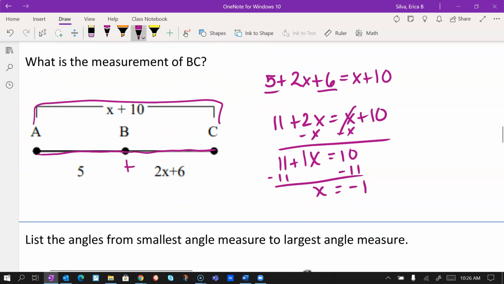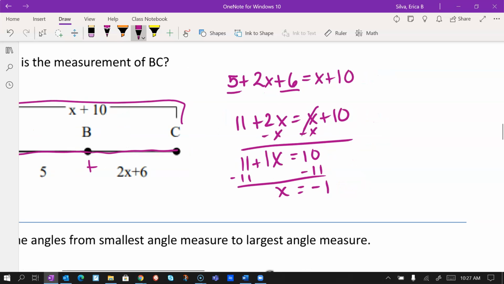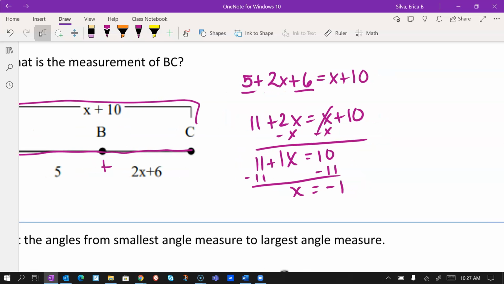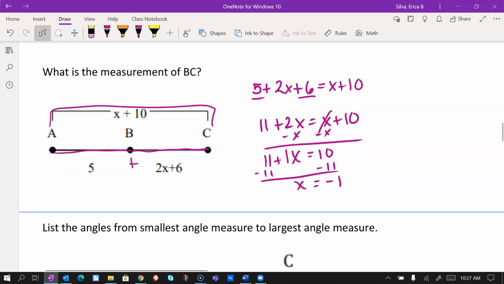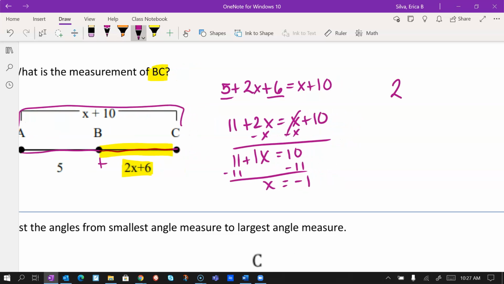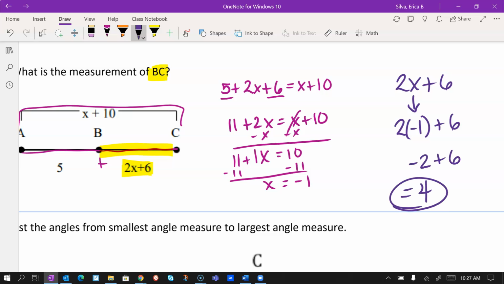It's asking for the measurement of BC. Did I do my math right? Yes. Looks like it. All right, so we're looking for BC, and BC is this measurement here. So we're going to say 2x plus 6, and instead of x, we're going to plug in negative 1. So we've got negative 2 plus 6, and we get 4.